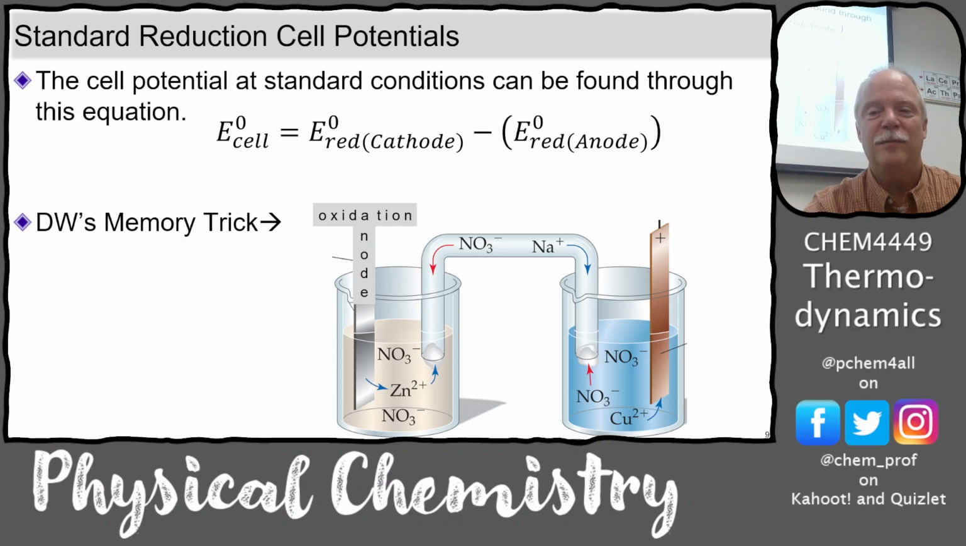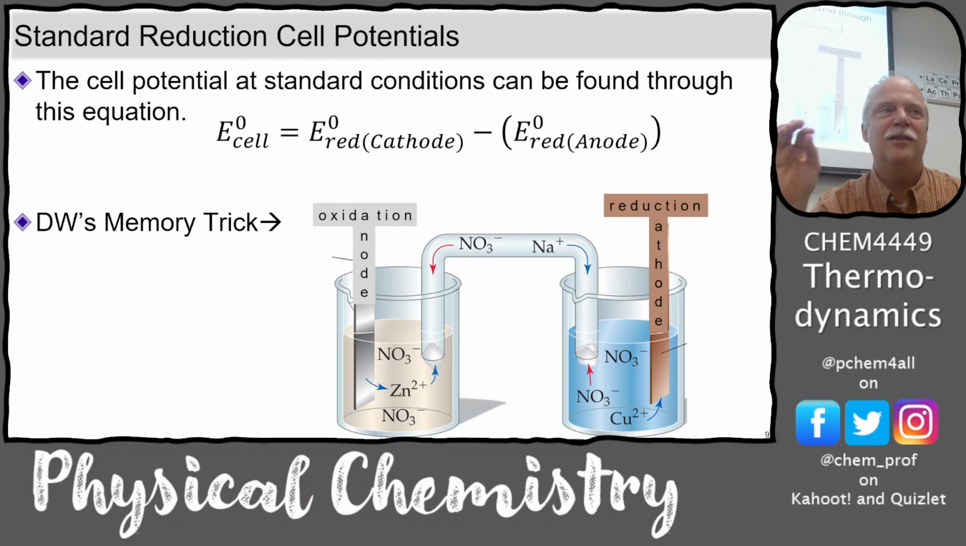I'm very excited about this memory trick. I came up with it. Okay, and the reduction doesn't have an A in it, so you cannot put the anode on the word reduction. But it does have a C, so you can put cathode on that word. So these cathode and anode dip down into the solutions, and then the process that happens at that electrode is reduction or oxidation. And so you can't get them mixed up if you think of them this way. So the anode attaches to oxidation, the cathode attaches to reduction. I even color-coded them for you.